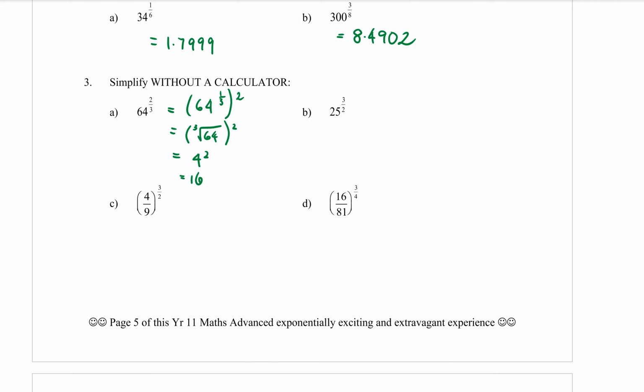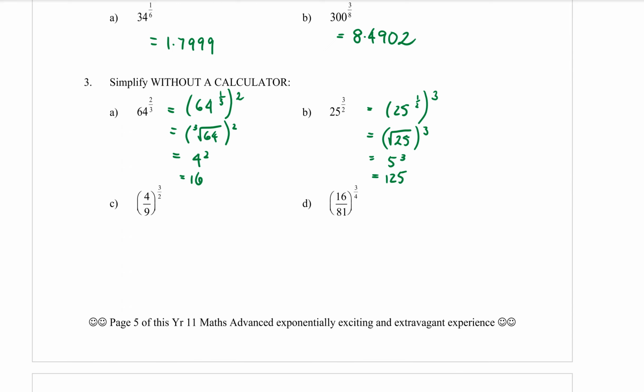Okay, let's try the next one. Same principle. So it's 25 to the power of 3/2. So let's change that to be 25 to the power of 1/2, splitting the fraction part out and bringing the 3 outside the bracket. So that power of 1/2 is the same as a square root. And the square root of 25 is 5. So it's 5 cubed, which is 125.